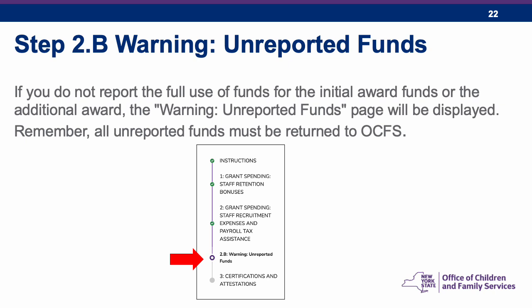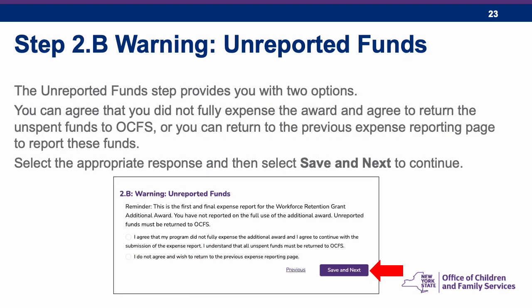If you do not report the full use of funds for the initial award funds or the additional award, the warning, Unreported Funds page will be displayed. Remember, all unreported funds must be returned to OCFS. The unreported funds step provides you with 2 options. You can agree that you did not fully expense the award and agree to return the unspent funds to OCFS, or you can return to the previous expense reporting page to report these funds. Select the appropriate response and then select Save and Next to continue.